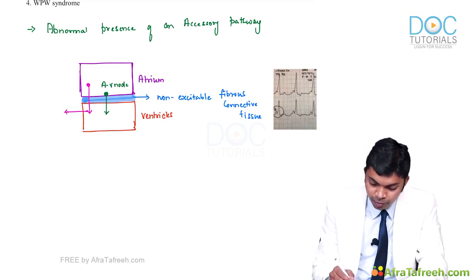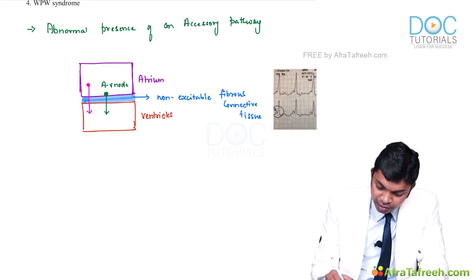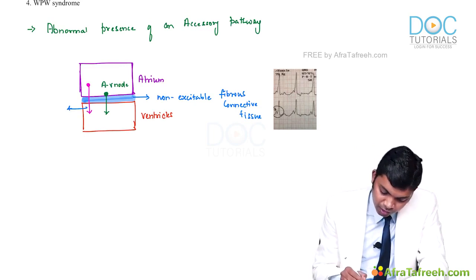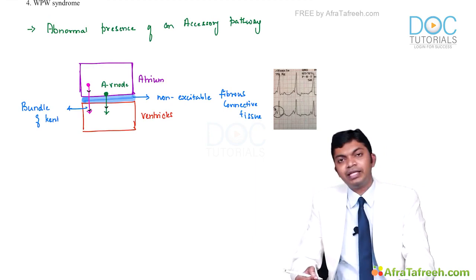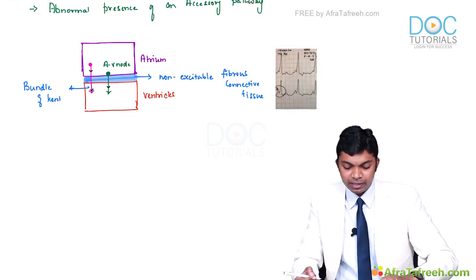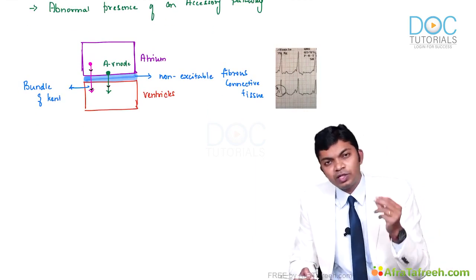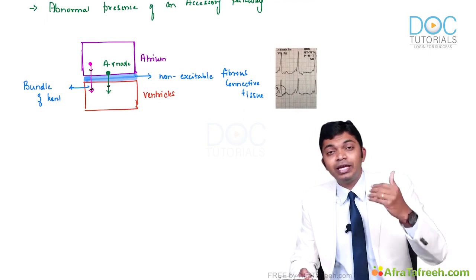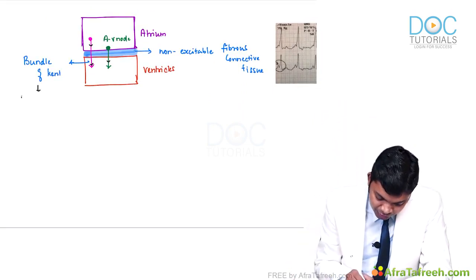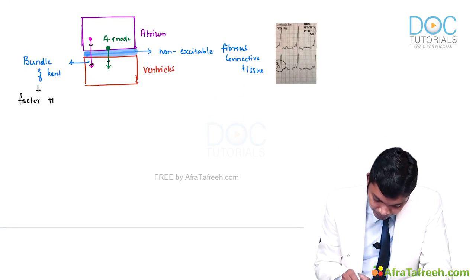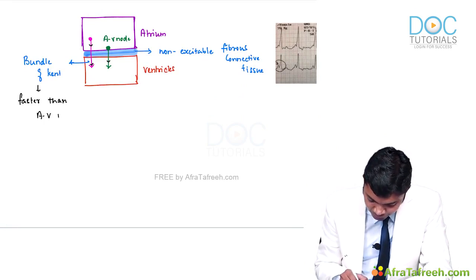Now this accessory pathway is called as bundle of Kent, and this is going to carry the conduction from atrium into ventricle. Now, ventricles are going to get excited well in advance, right? Now remember, bundle of Kent is always faster than AV nodal conduction.